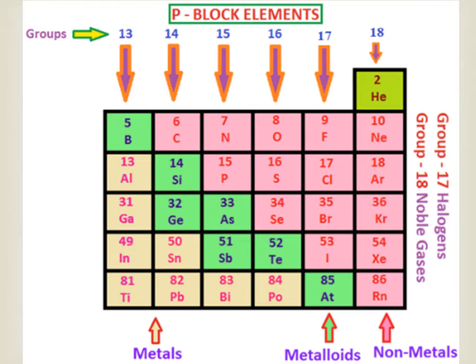Then coming to group 15. The group 15 consists of the elements nitrogen, phosphorus, arsenic, antimony and bismuth. So all these 5 belong to group 15, and as nitrogen is the first element of group 15, that is why it is also called the nitrogen family.